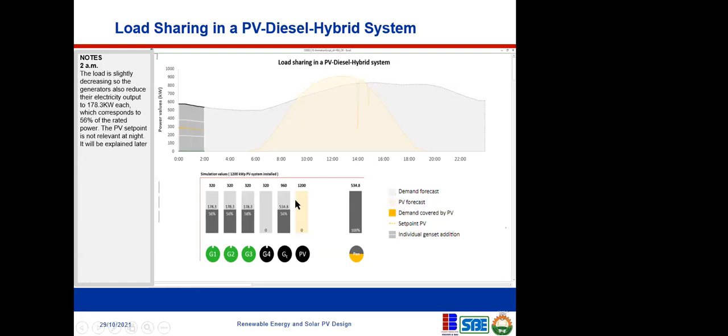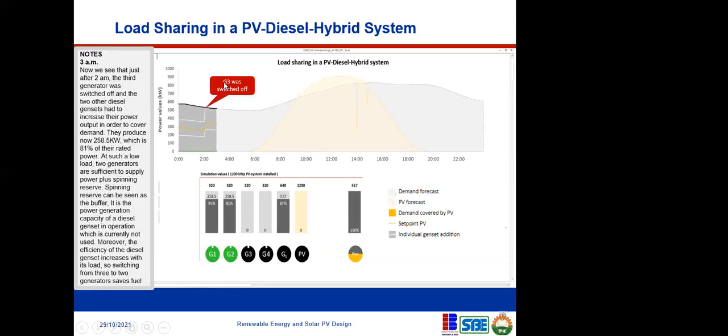So let us go to 2 a.m. At 2 a.m., the load is slightly decreasing. So the generators also reduce their electricity output to 178.3 kilowatt each, which now corresponds to 56% of the rated power. Now, the PV set point is not relevant at night. It will be explained later, because there's no sun, obviously.